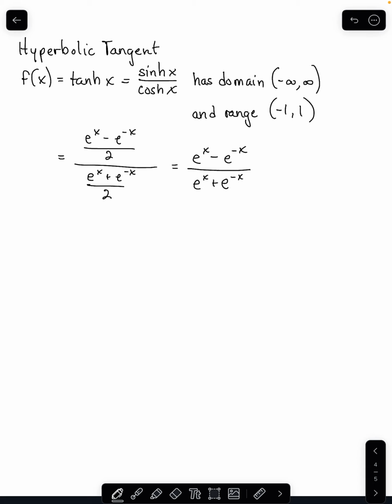As e to the negative x approaches 0, the numerator and denominator will approach e to the x over e to the x, which is 1, but it will never quite get there. The top will always be just a little bit smaller and the bottom just a little bit bigger, resulting in a fraction that is always less than 1.